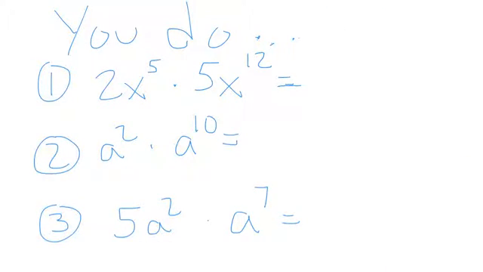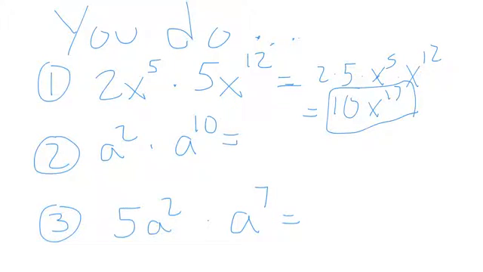Okay, here's a you do. Try these 3 problems. Pause the video, try them, and then restart the video again. Welcome back. To answer these, the first one we have 2 times 5 times x to the 5th times x to the 12th. 2 times 5 is 10, so you end up getting 10. 5 plus 12 gives you 17. You end up with 10x to the 17th.